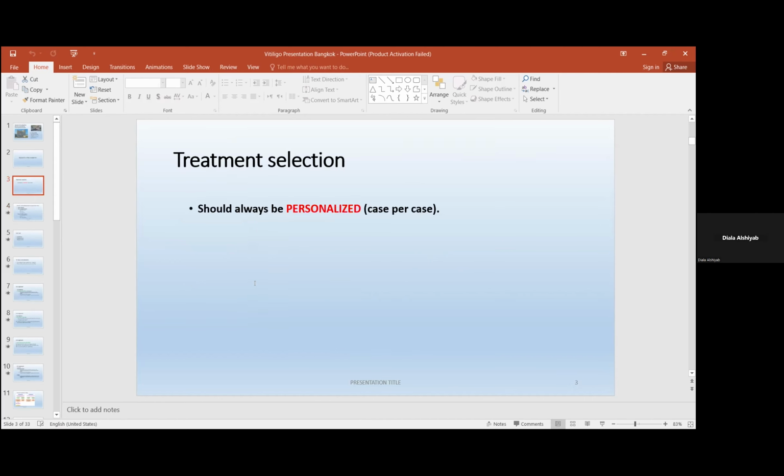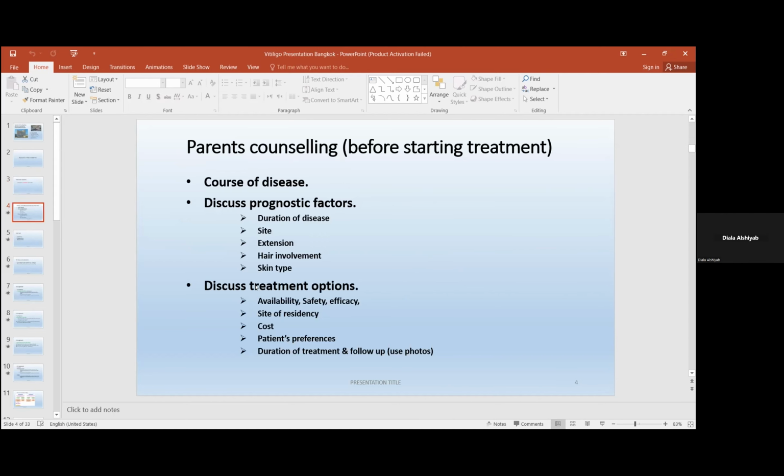Summarize it. Okay, so we mentioned that the treatment of vitiligo should be personalized case per case, and we should include the parent with our treatment. So we should do good counseling for the parents before we start our treatment regarding the course of the disease, and we should discuss the prognostic factors for vitiligo that include the duration of the disease, the size, the extension of the vitiligo area, and if there's any hair involvement, as well as the skin type for the patient. Also, we should discuss with the patient the treatment options that include the availability of the treatment, the safety, and the efficacy, as well as we should consider the site of residency.